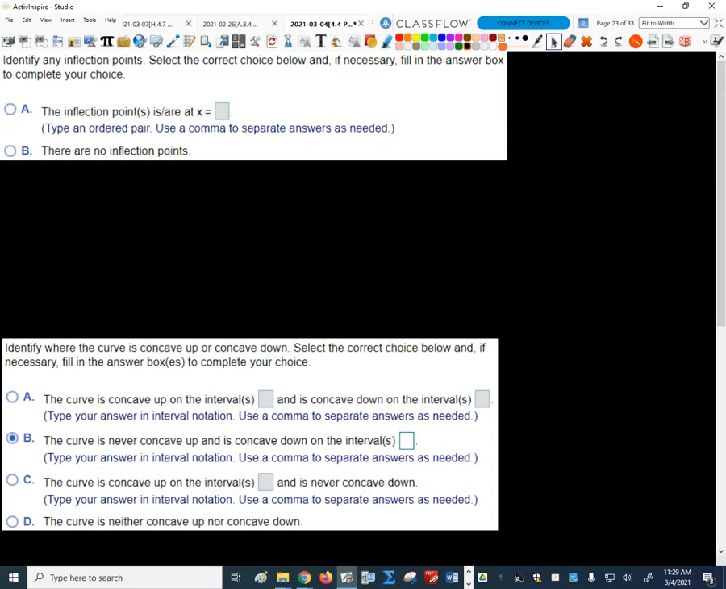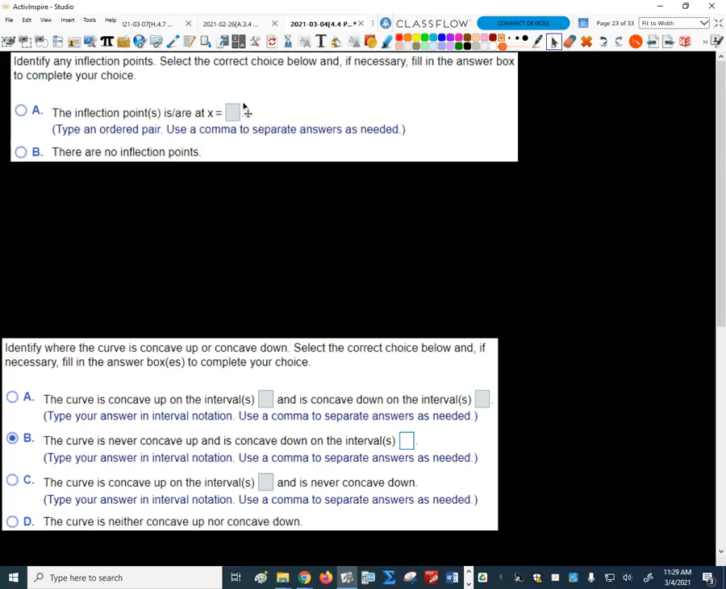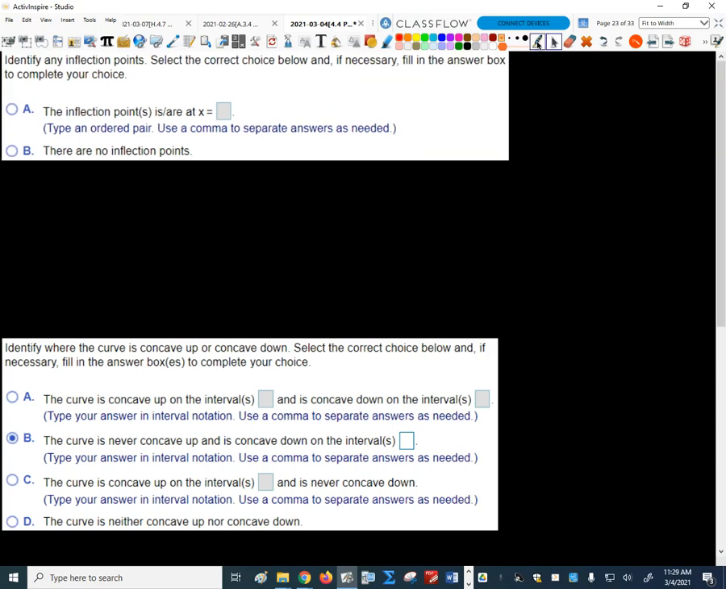Were there any inflection points? Yes. And what x values? The inflection points were at negative 1. We're supposed to use commas here if we have multiple. So it was negative 1, comma 1. Those were the two x values.